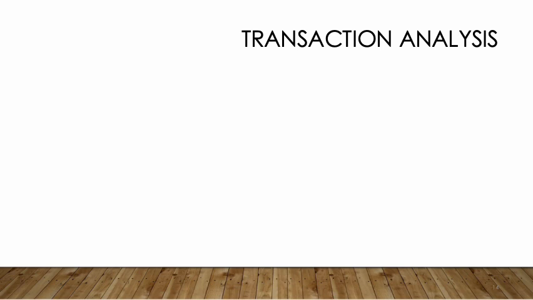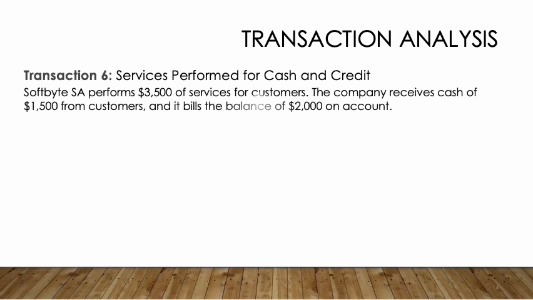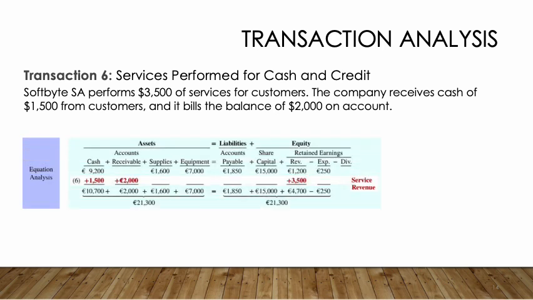We are halfway there. So in the sixth transaction, we've performed services worth $3,500, but we've only received $1,500 in cash from our customers, and the balance is still outstanding. We're going to recognize then what is known as an account receivable in this example. So our cash balance has gone up by $1,500. Accounts receivable has gone up by $2,000, and we're going to recognize the full amount of the revenue of $3,500.